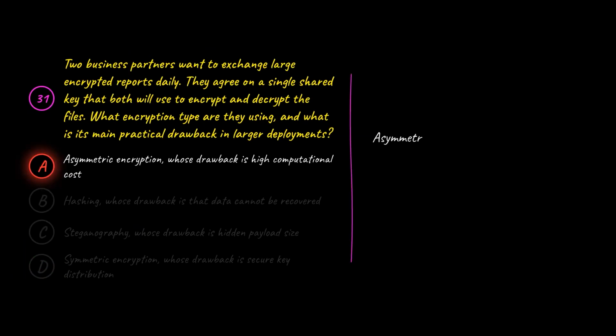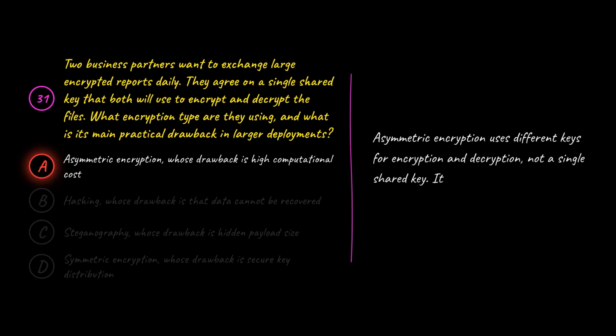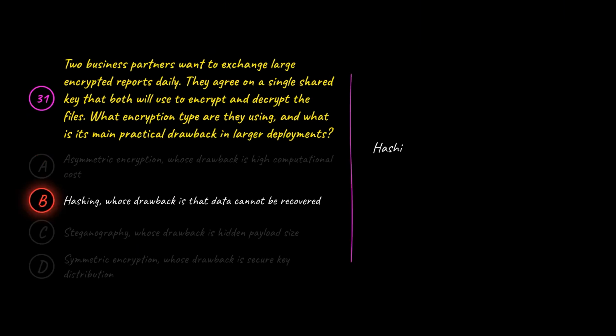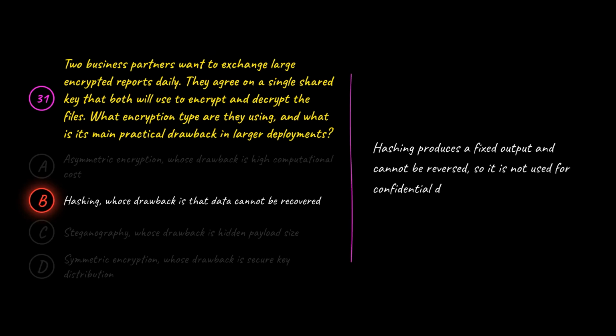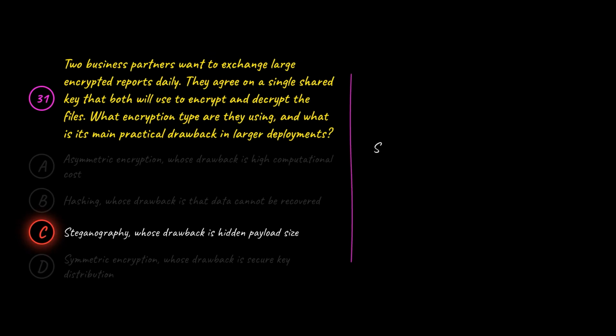A is wrong because asymmetric encryption uses different keys for encryption and decryption, not a single shared key. Its drawback is speed, not key distribution. B is wrong because hashing produces a fixed output and cannot be reversed, so it is not used for confidential data exchange. C is wrong because steganography hides data inside other media. It is not what the scenario describes.